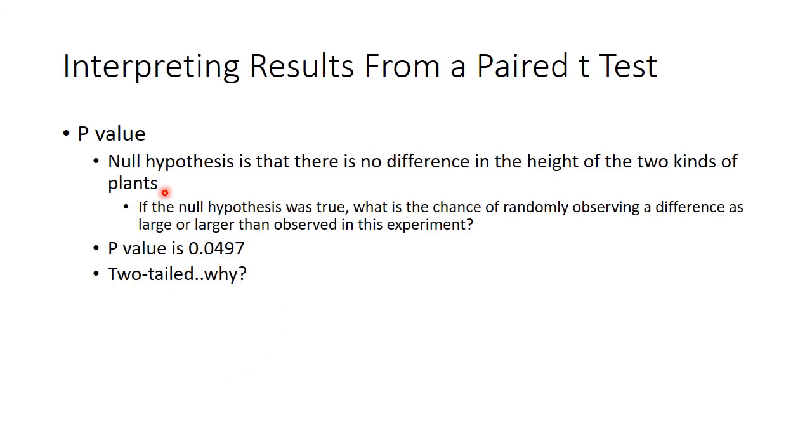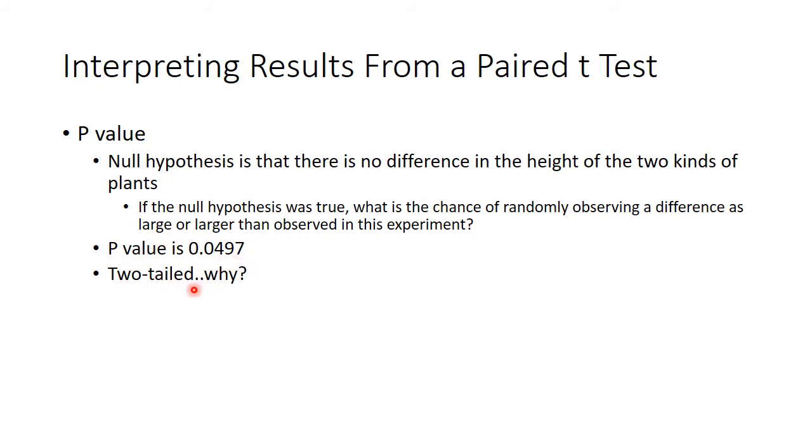So again, our p-value is telling us that if the null hypothesis is true, and there's no difference between the heights of the two kinds of plants, then the differences we see are just due to chance alone. And the p-value is 0.0497, so just barely achieving significance, but it is significant.